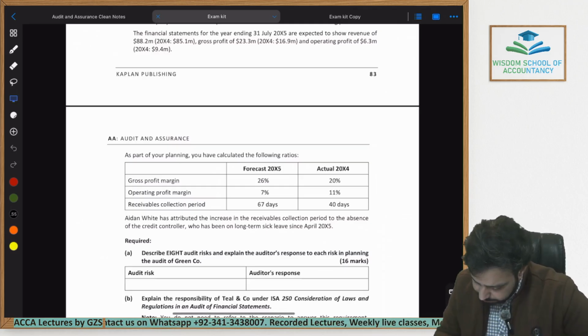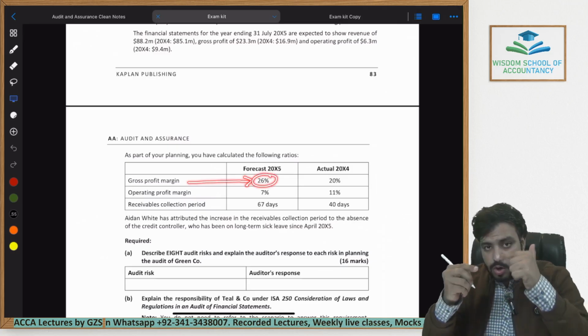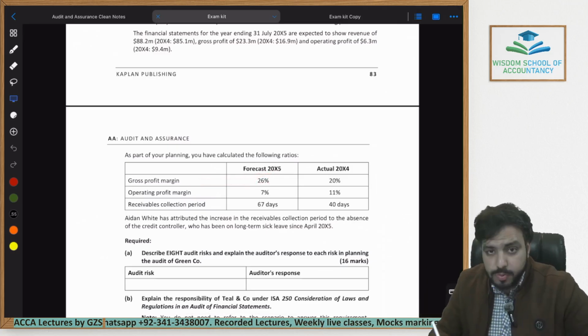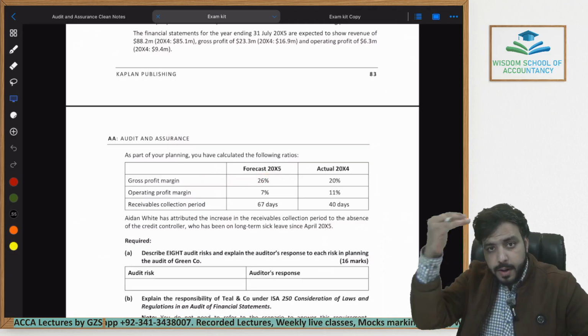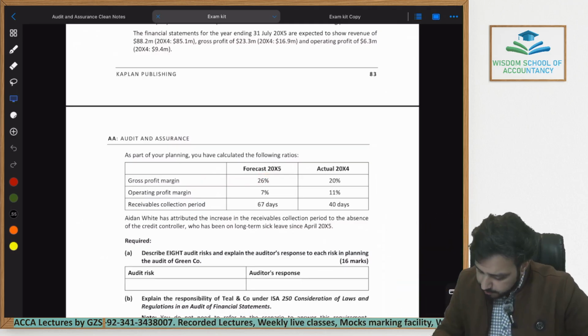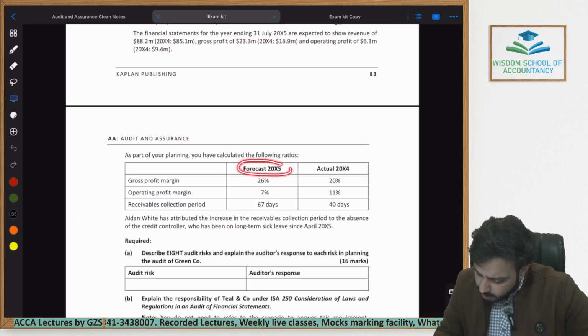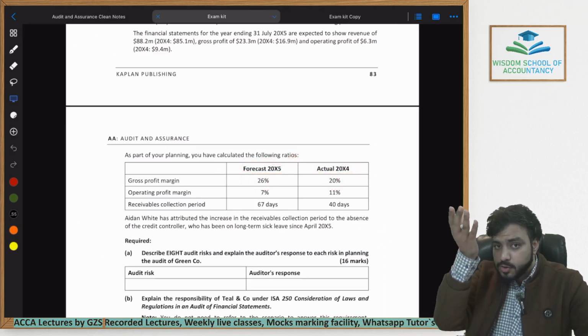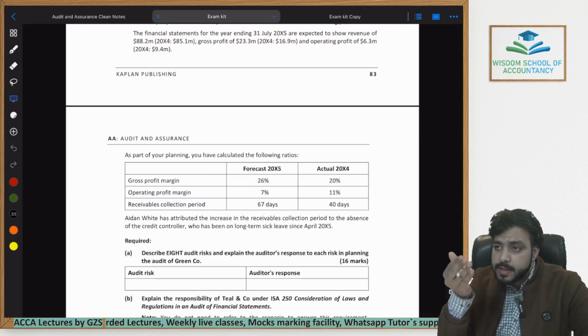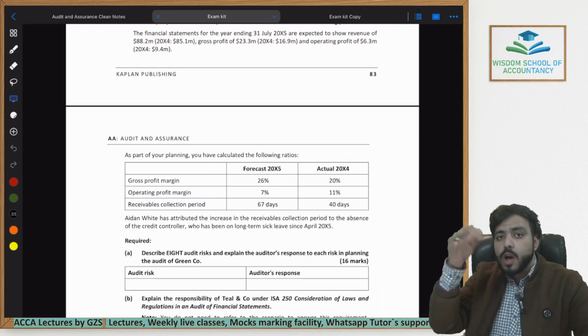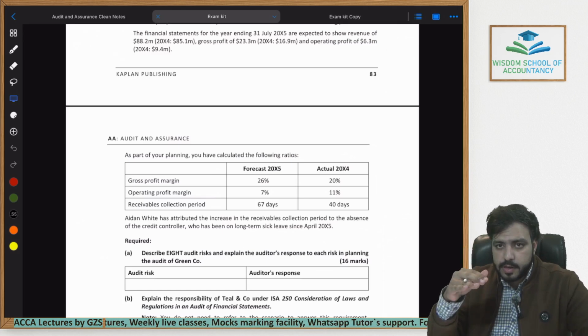So if I see here, the gross profit margin of the company: revenue minus cost of sales is equal to gross profit. So gross profit divided by revenue multiplied by 100 is the gross profit margin. For this year, which we are auditing at the moment, it is 26%. In the previous year, it was 20%. So the gross profit margin has gone up. Why would it go up? Either the revenue of the company has increased or the cost of sales has decreased.